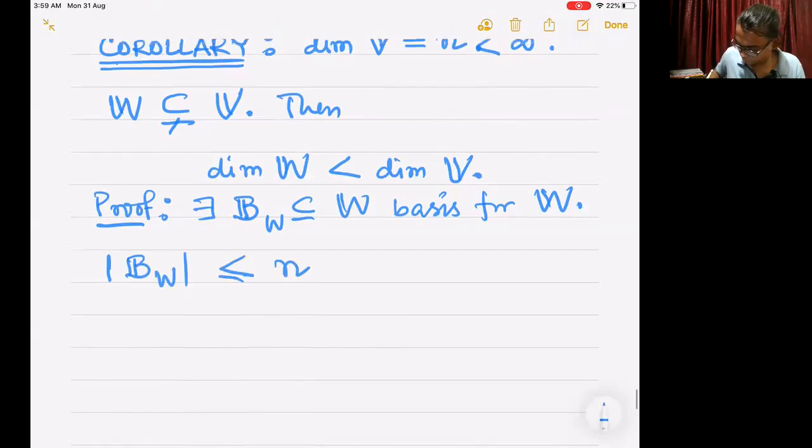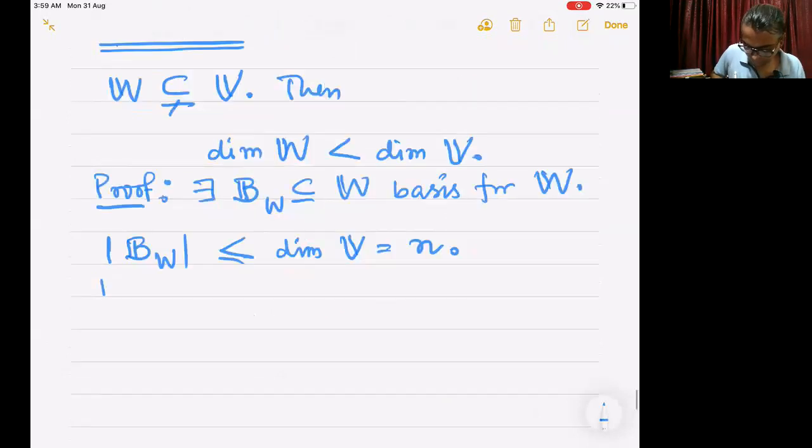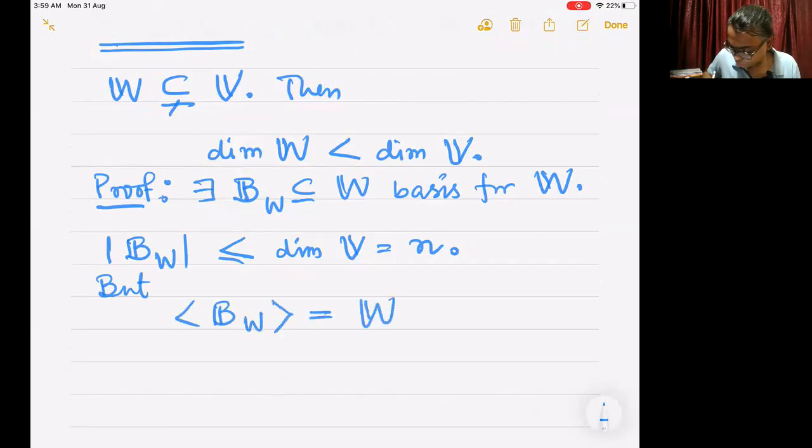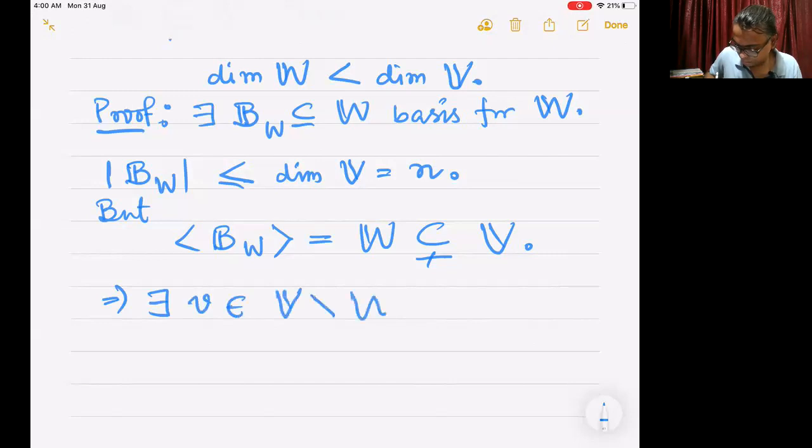and the size of BW must be less than or equal to n. Yes, I have used the number n, which is the dimension of V. This is from our earlier result, from the theorem. But the span of BW, which is W, is a proper subspace. Remember, it's a proper subspace. It doesn't fill all of V. Because it's proper, this implies there exists a vector v which is in V but which is not in W.